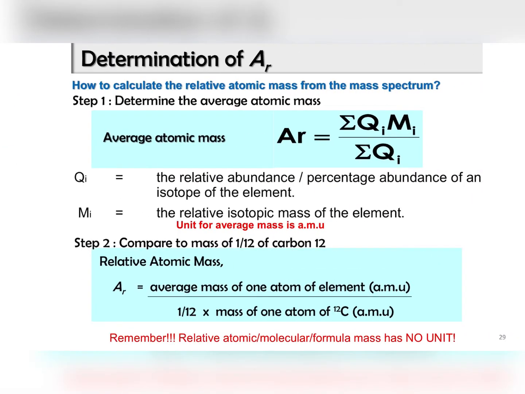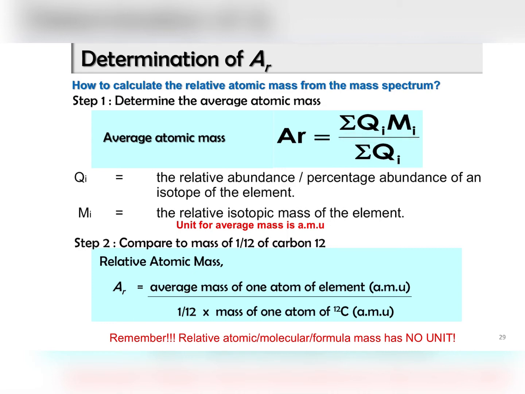How to calculate the relative atomic mass from the mass spectrum? How do we calculate? We can use this formula. Average atomic mass equals the summation, which is the symbol for sum, of QI times MI, divided by the sum of QI. The way to memorise it is sigma QiMi divided by sigma Qi.